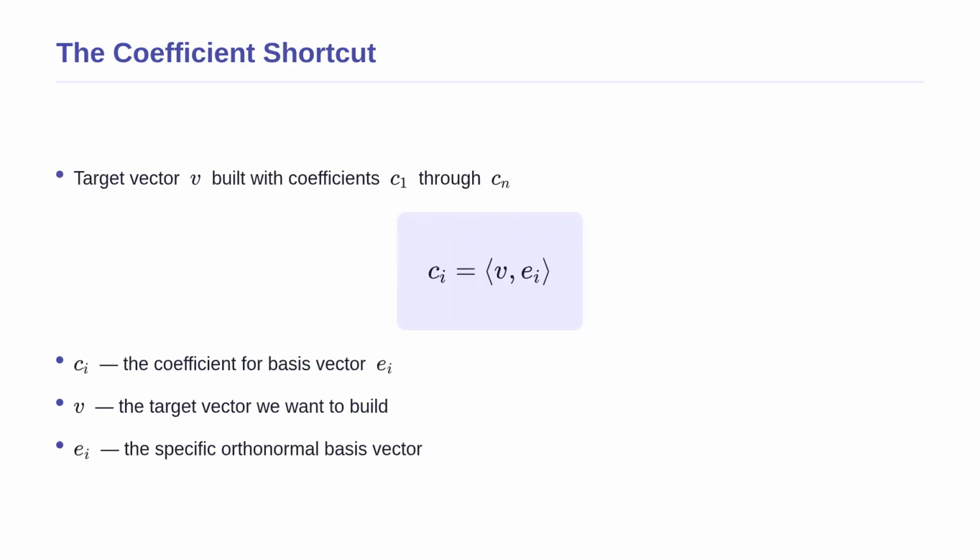This brings us to the magical shortcut formula. To find the exact amount of a basis vector ei needed to build our target vector v, we do not need to solve a massive system of equations. We simply take the inner product of the target vector v with that specific basis vector ei. The result is our coefficient, ci. If the target vector aligns strongly with the basis vector, this coefficient increases. If it is perpendicular, the coefficient drops to 0. This massive shortcut is the primary reason why mathematicians and physicists are absolutely obsessed with orthonormal bases.